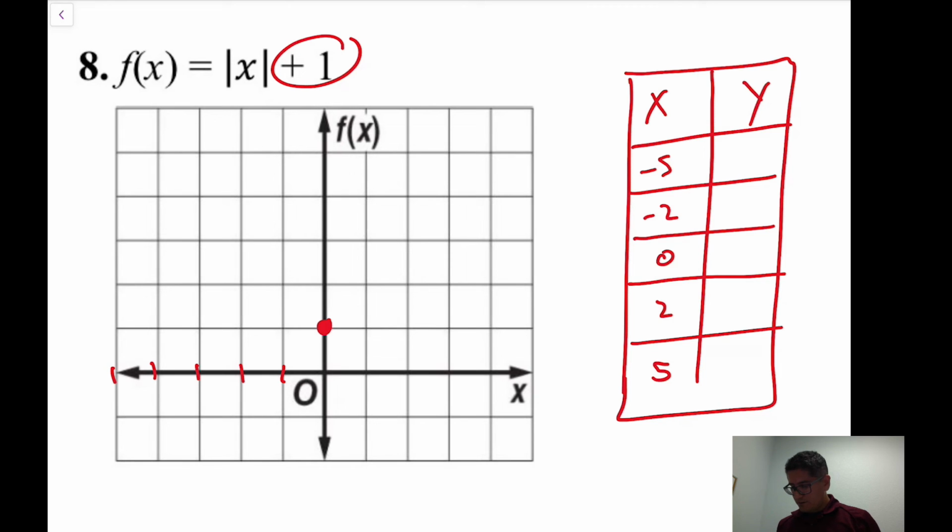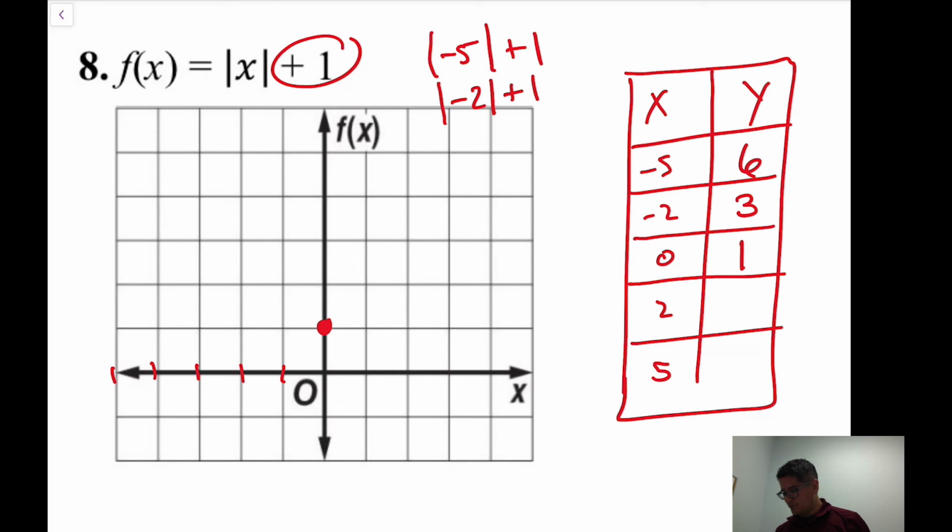Okay, so absolute value of negative 5 plus 1 is essentially 5 plus 1, which is 6. And then absolute value of negative 2 plus 1 is 2 plus 1, which is 3. And then absolute value of 0 plus 1 is 1. And then I can pretty much mirror this to my other one, right?